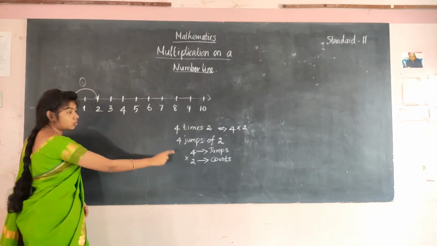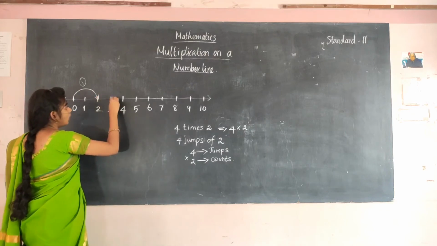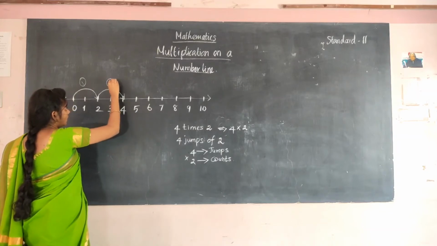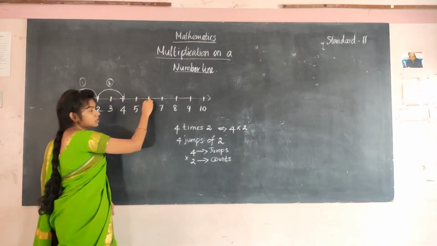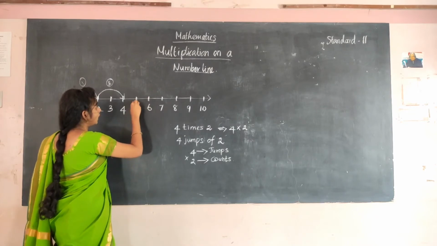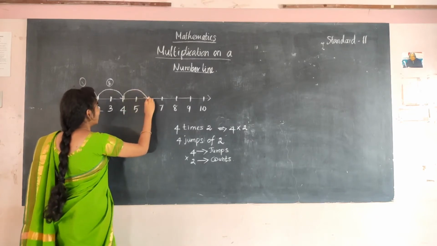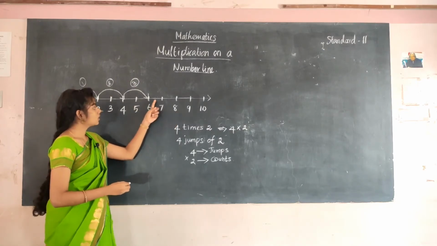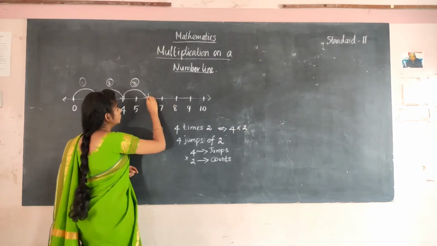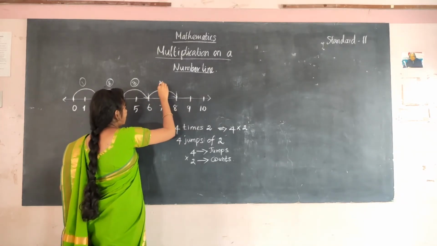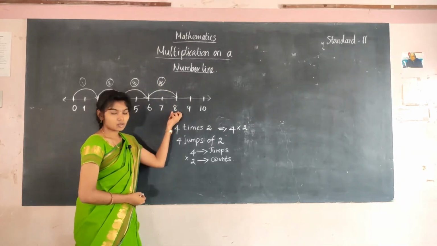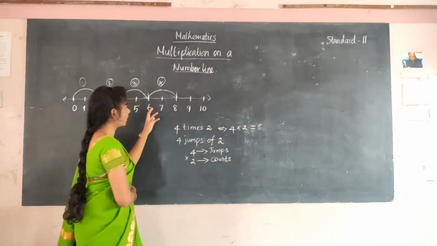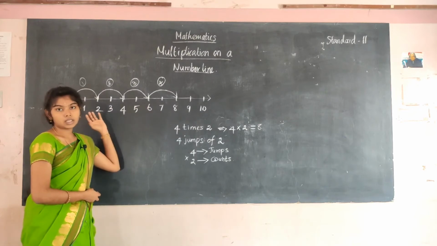The counts is 2, so count. This is 1 and this is 2. So again, this is the second jump. And here from 4 to 6 it will be. You have to count 2: 1, 2. So this is the third jump. And from 6 to 8 it comes, 1 and 2. So totally 4 jumps only. So the answer will be 8. So 4 times 2 is 8. Like this we can find the answer by using the number line.